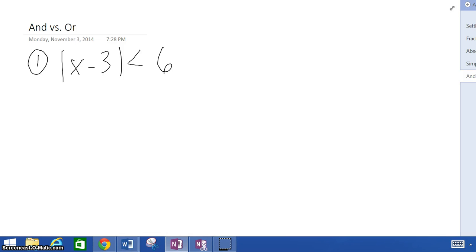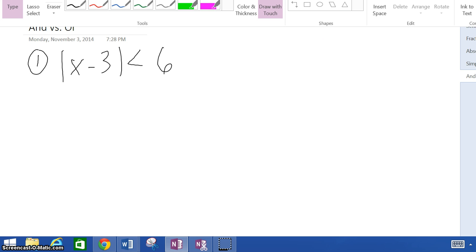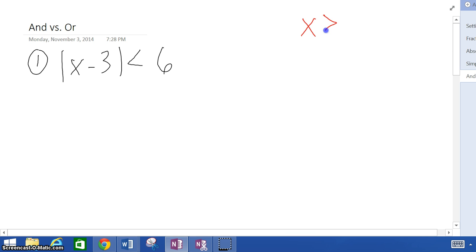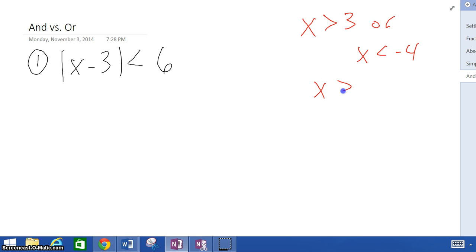This video is to help you understand the difference between and or statements when I have an absolute value with an inequality. I want to make sure that we're using these words correctly because it really actually changes your answer. If I have, for example, x is greater than 3 or x is less than negative 4, that's different than saying x is greater than 3 and x is less than negative 4.